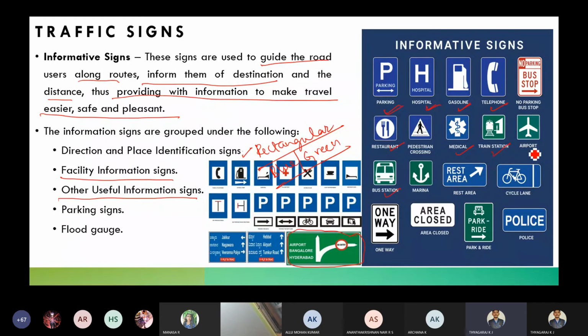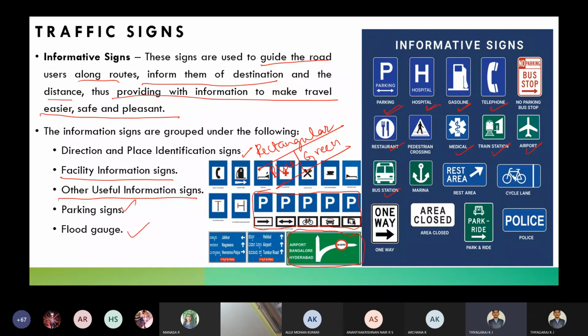Then train station, then airport, everything will be indicated. That is other, we are going to have the useful information signs. Then parking signs: you can observe here one side parking, both sides parking, cycle parking, car parking and auto rickshaw parking. So these are the parking signs which will be used as informatory signs.